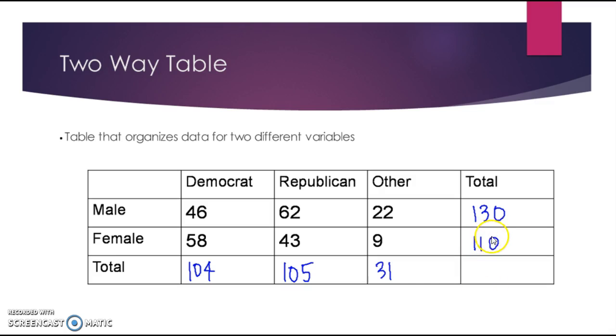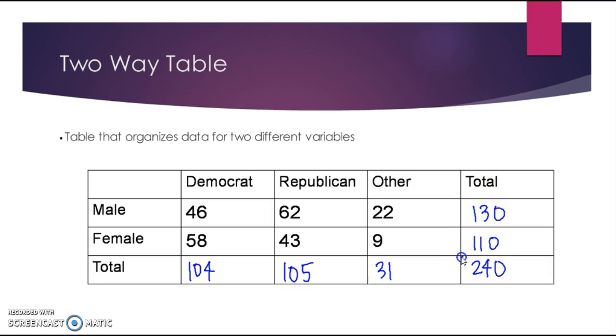And then we can double check to make sure we're right. So 130 and 110 is going to give us 240. And then if I go this way, I should also get 240, which 104 and 105 is 209, and 31 gives us 240. So we're going to go ahead and add in those totals because that's going to come in handy whenever we're finding our probabilities.